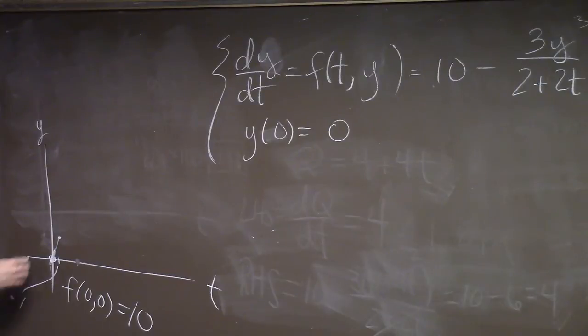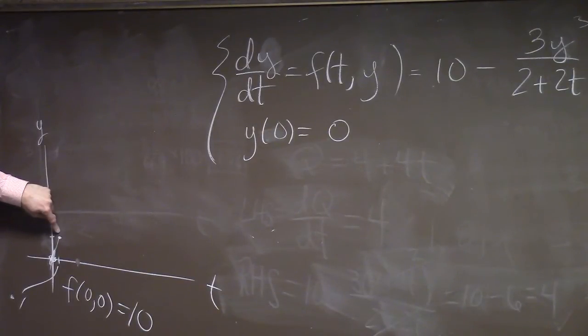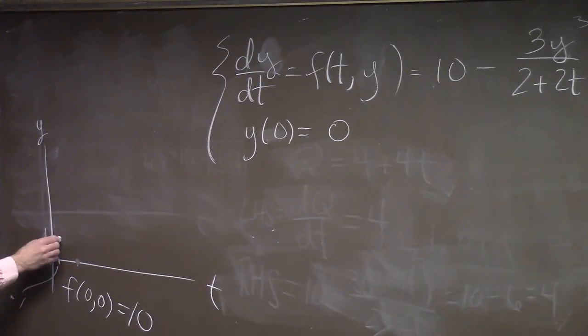What's the y coordinate of that point right there? 1. Yeah, slope of 10. t increased by 0.1. The change in y will be 10 times 0.1, 1. So that straight line is hopefully a pretty good approximation to the true solution curve between t equals 0 and t equals 0.1. What should we do next?